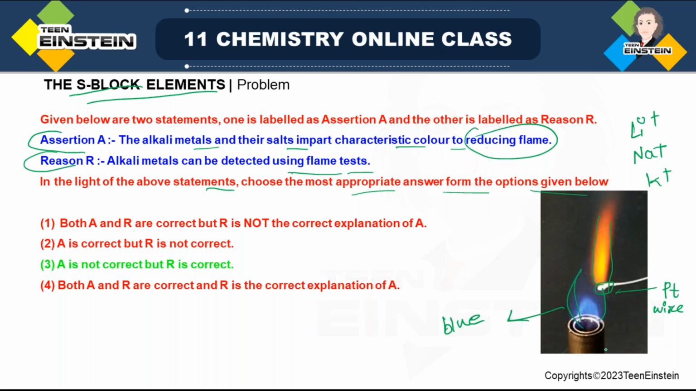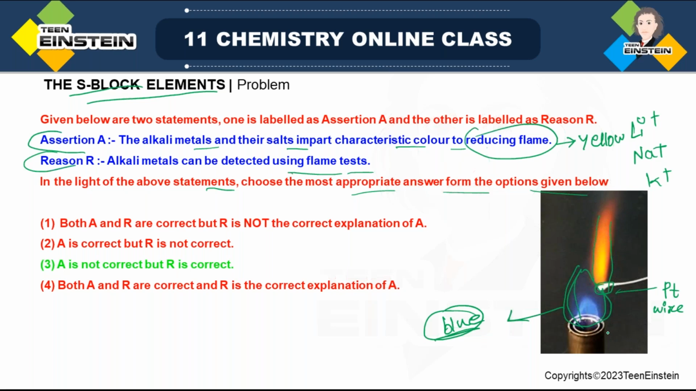Oxidizing flame is always used for the flame test because it has a higher temperature compared to the reducing flame. You can differentiate when you do the test from the color. Oxidizing flame is basically blue in color, but reducing flame is basically yellow in color. Fine. So first you have to confirm whether the flame is reducing or oxidizing.